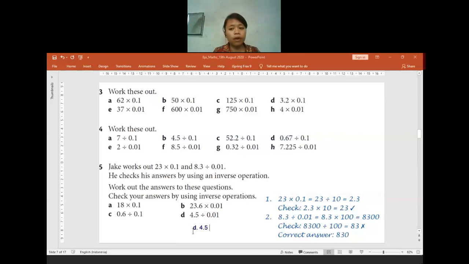For 4.5, we need to multiply it by 100. So now the answer will be how many? 4.5 times 100 will be 450. Later, for checking using the inverse operation, we do 450 divided by 100. The answer will still be 4.5. It has already gone back to the original one, so it means our answer 450 is already correct.